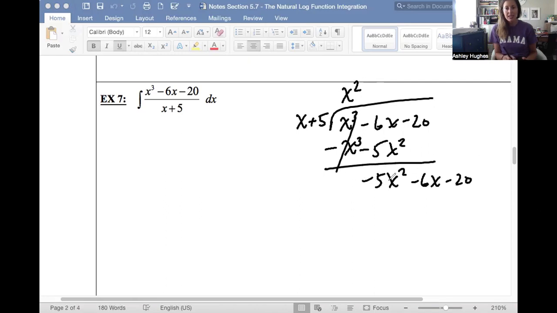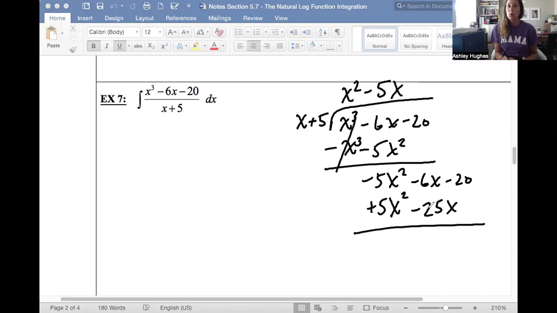X times what is negative 5x squared? Negative 5x. X times negative 5x is negative 5x squared. 5 times negative 5x is negative 25x. Switch both signs. So now I'm left with, what's 25 minus 6? 19x minus 20.